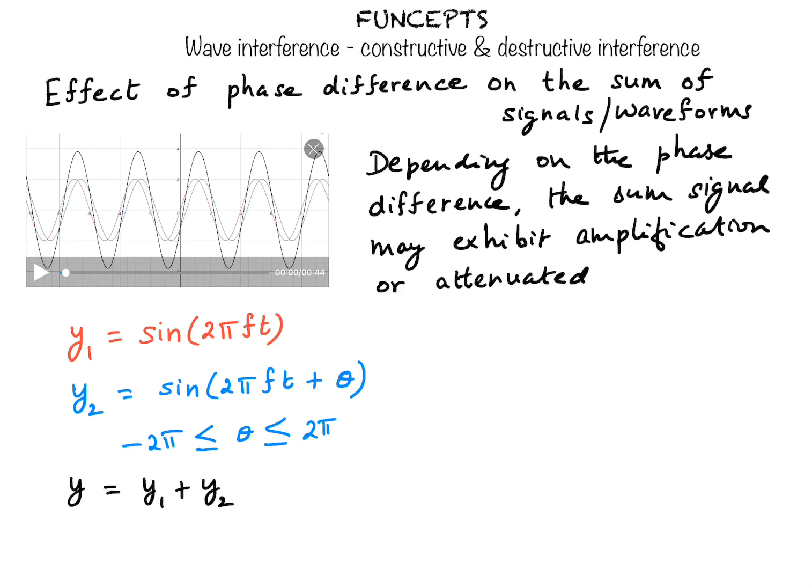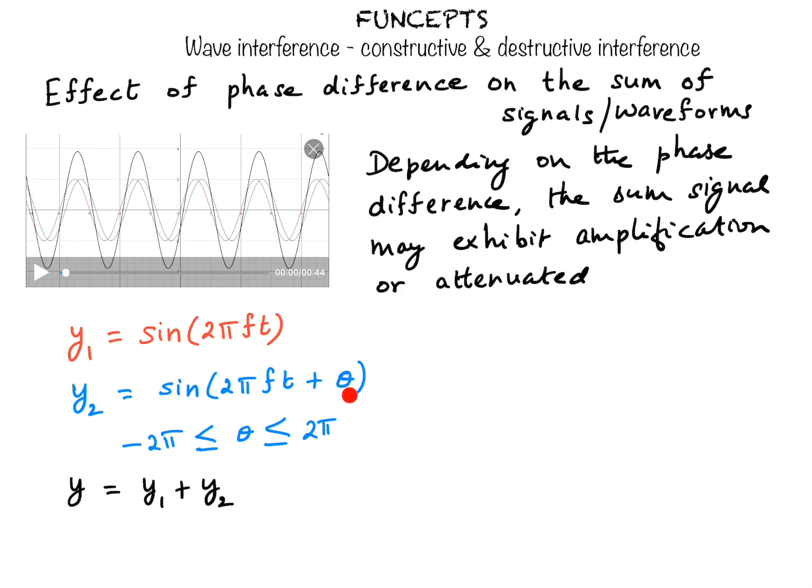For example, in this figure, the red waveform is a sine wave of a particular frequency, and the blue waveform is also a sine wave of the same frequency, but it has a phase shift of theta. To illustrate this, I'm going to vary the phase angle theta.